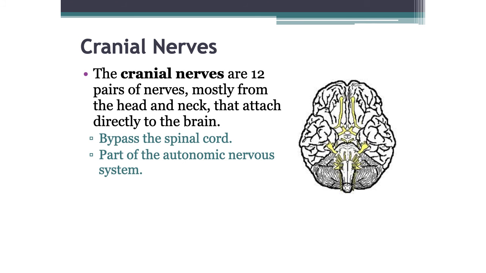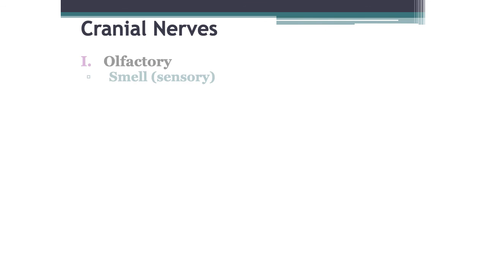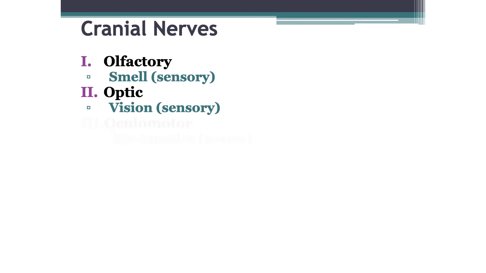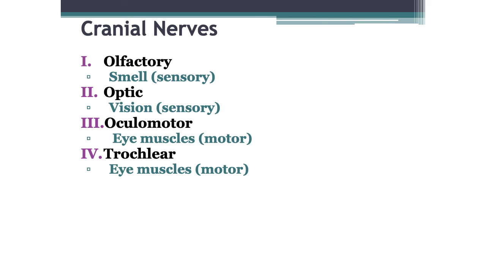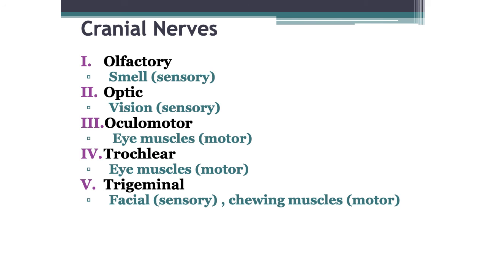Cranial nerves are 12 pairs of nerves, mostly from the head and neck, that attach directly to the brain. They bypass the spinal cord and are part of the autonomic nervous system. And then we see the cranial nerves. We have the different sensories. So olfactory is smell, optic is vision, oculomotor is eye muscles, trochlear is eye muscles. Trigeminal are facial, chewing muscles, and abducens are eye muscles.